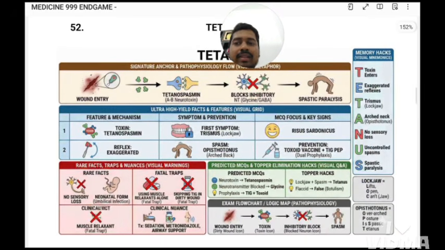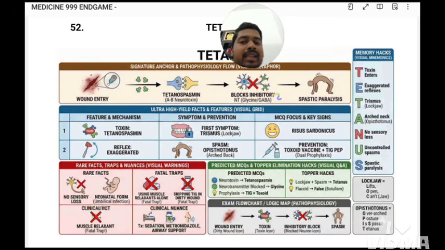Next is tetanus. So tetanus we'll also see in microbiology. So in tetanus there will be bacterial entry, that is tetanus spores will enter through a wound, and then there will be release of this toxin known as tetanospasmin. So there will be two toxins in this. One is A part and B part. Okay, these inhibit GABA.